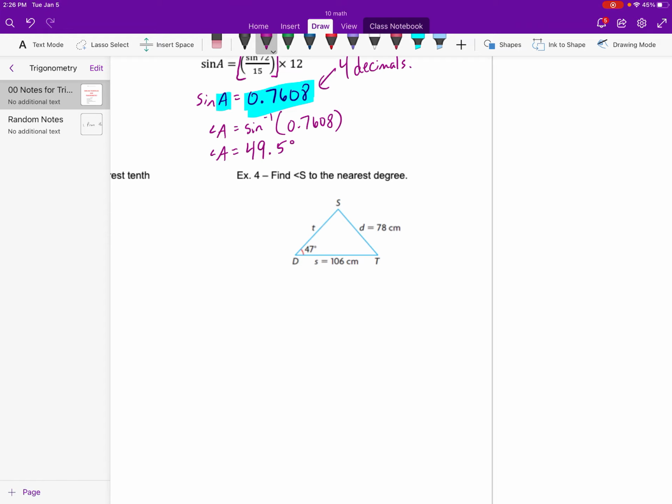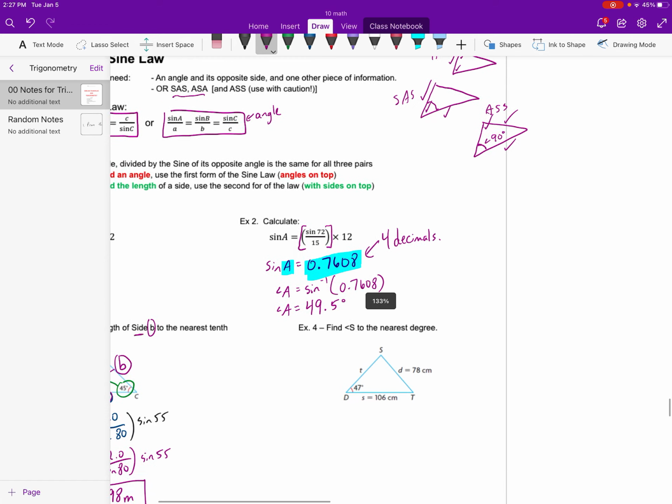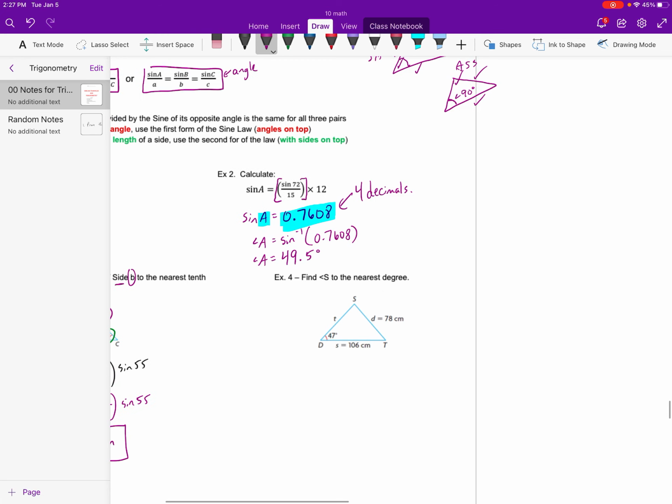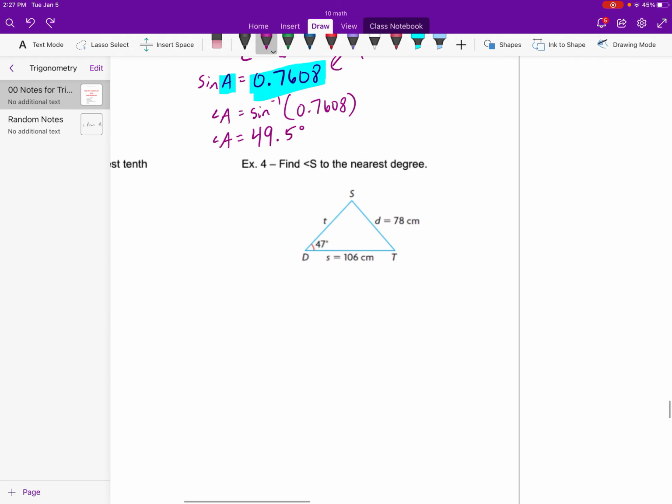Example 4. Let's try another one. So again, we start with putting the unknown on top. Because we're solving for an angle here, we're going to use this formula right here. So my unknown is angle S. So I put sine of S. Okay, don't just put S. We have to take sine of the angle. So here's my angle I'm taking and the side opposite. So we're going to put it over 106 equals.